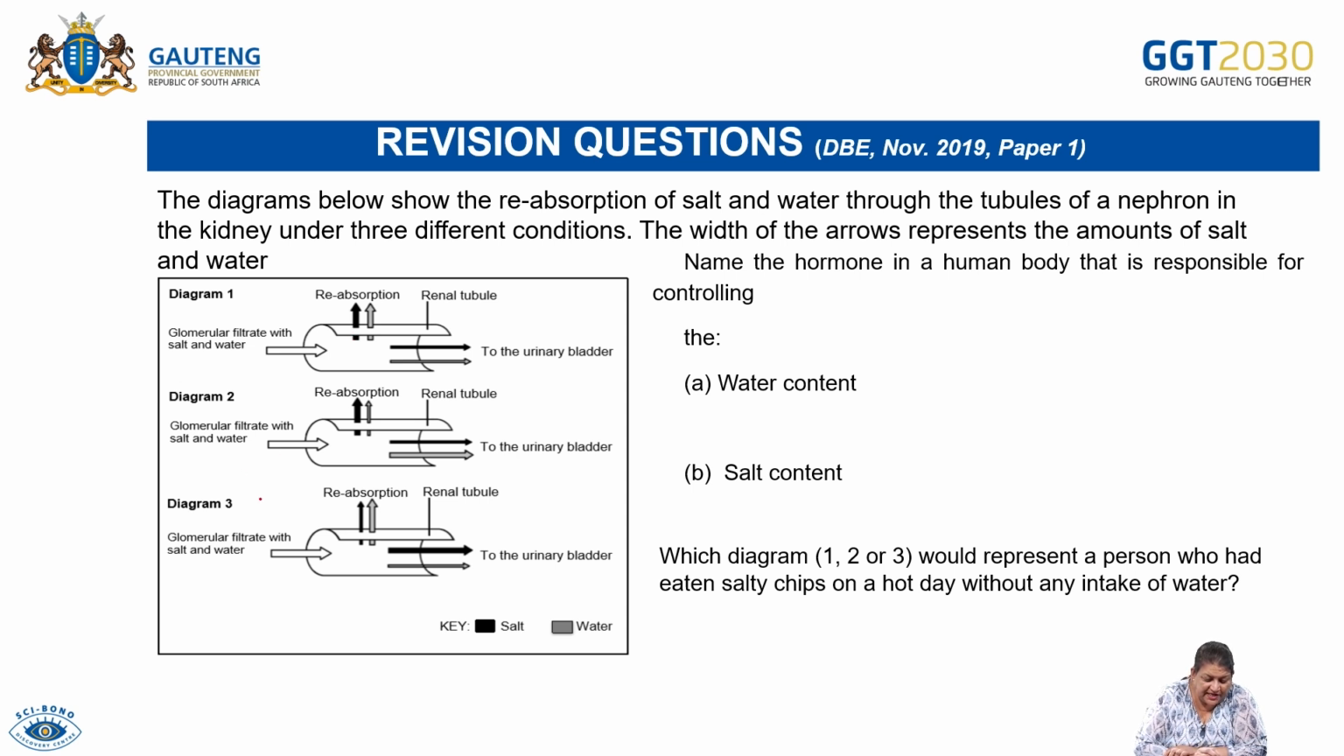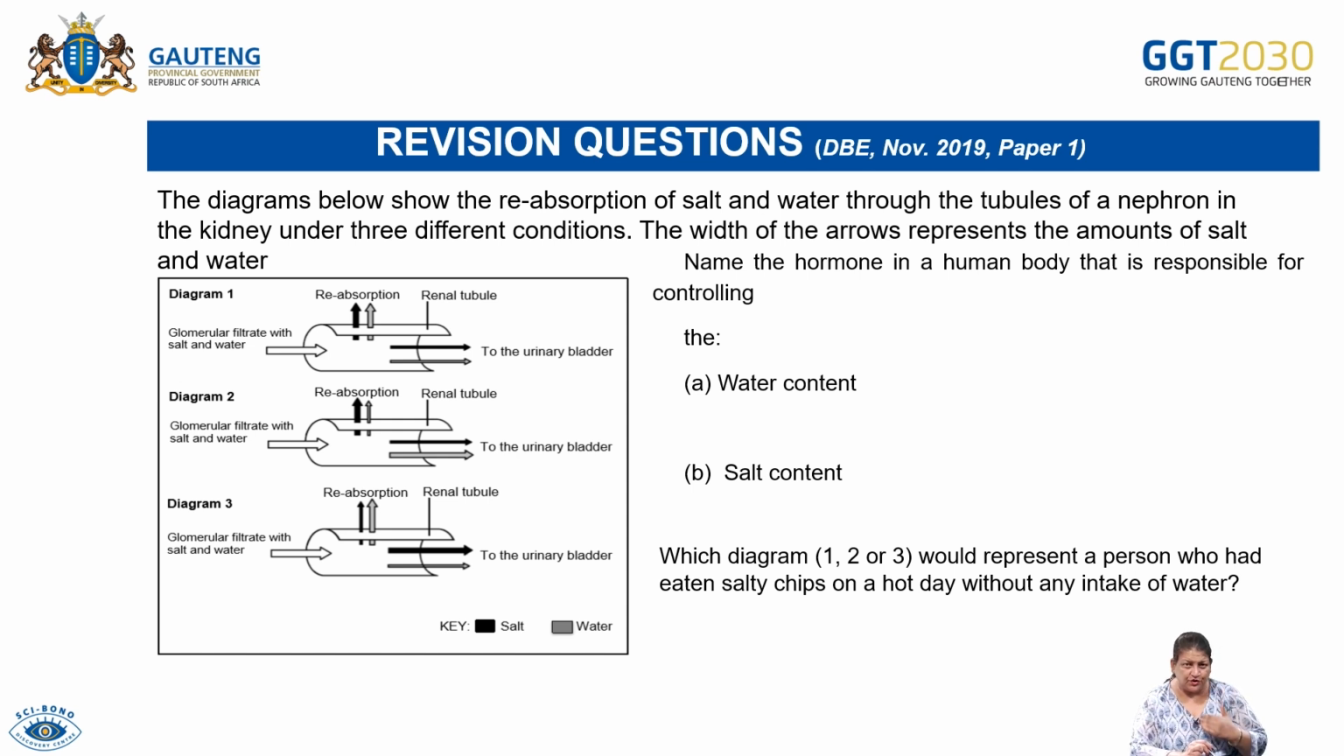Now let's look at the second one. You'll say, hey, the first one and the second one look the same. But look at the width of the arrows. What is it telling you? Now you read here. The diagram below shows the reabsorption of salt and water. What do you know about salt? It's aldosterone. What do you know about water? It's ADH. Salt and water to the tubules of a nephron in the kidney under 3 different conditions.